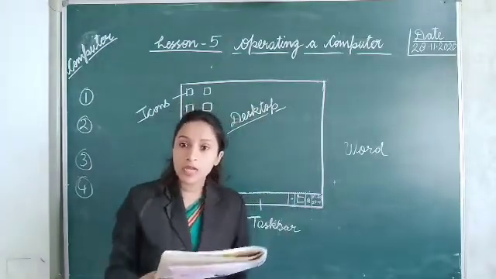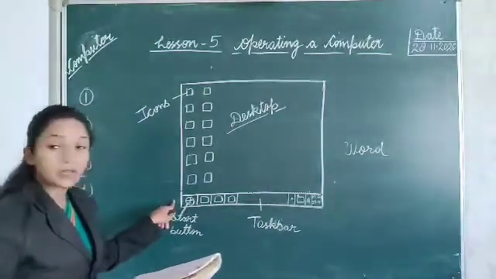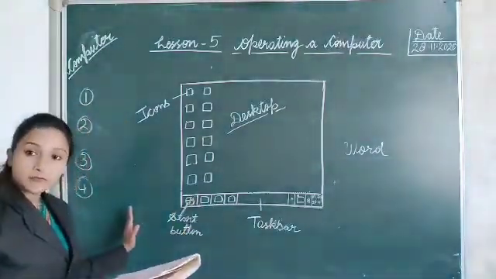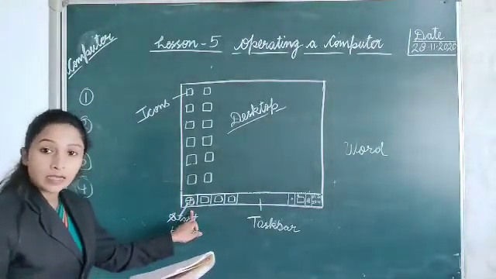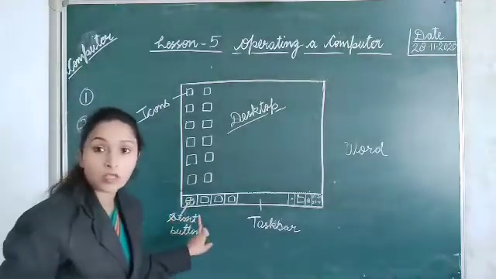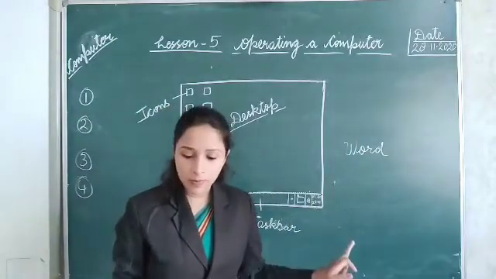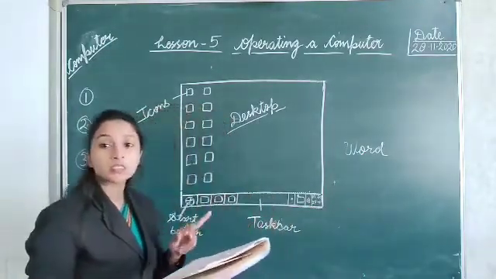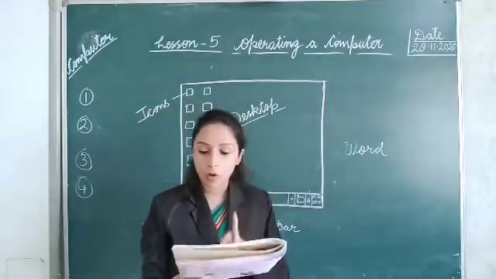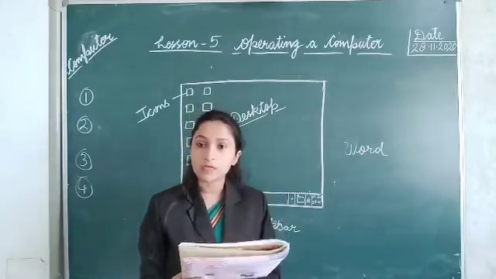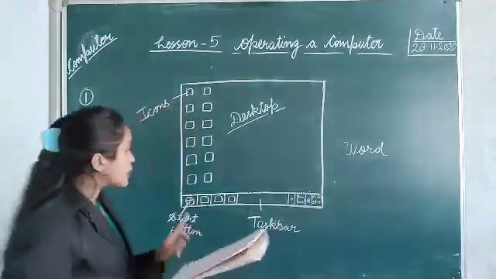Click on the Start button which is given at the bottom of the desktop, extreme left side. So first we have to click on the Start button. After that we have to choose all programs, then Microsoft Office, Microsoft Word 2010.